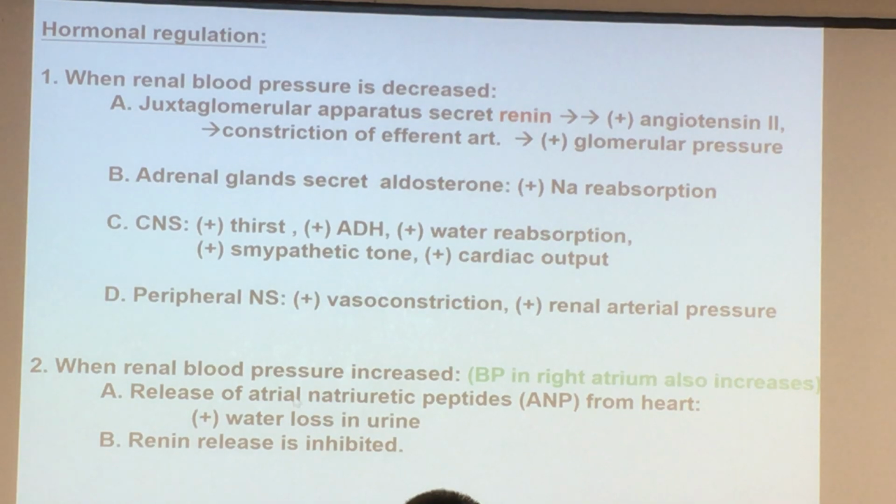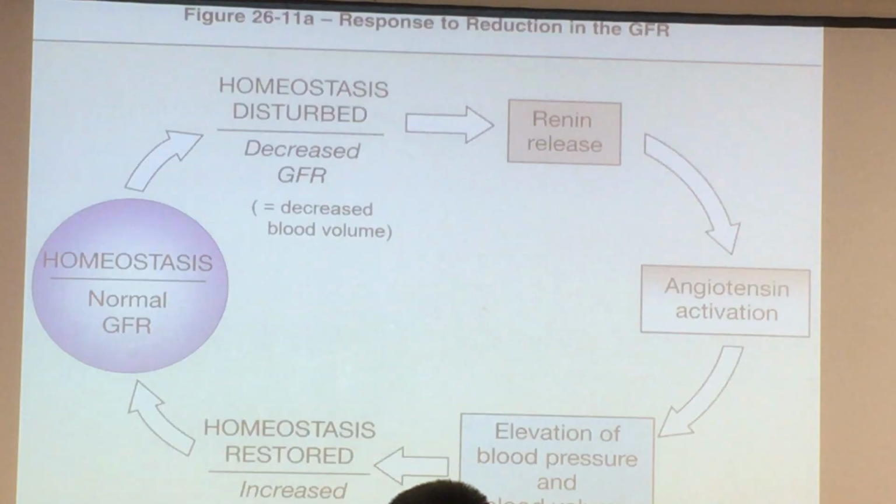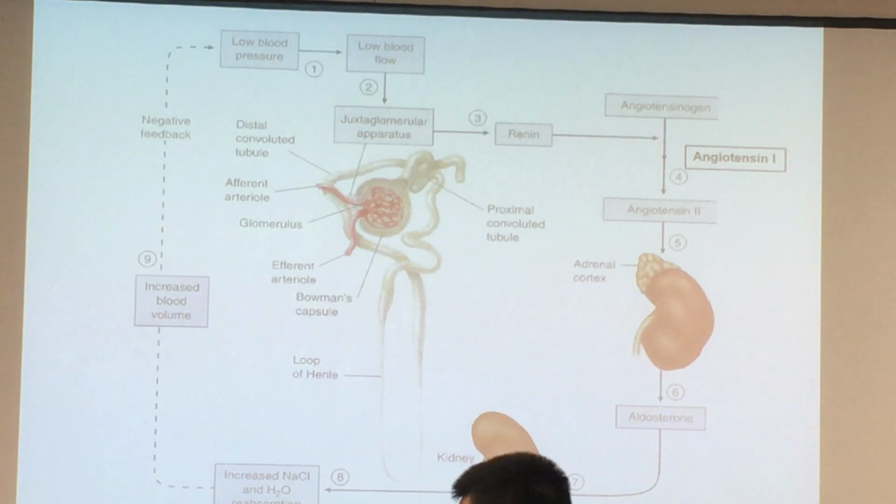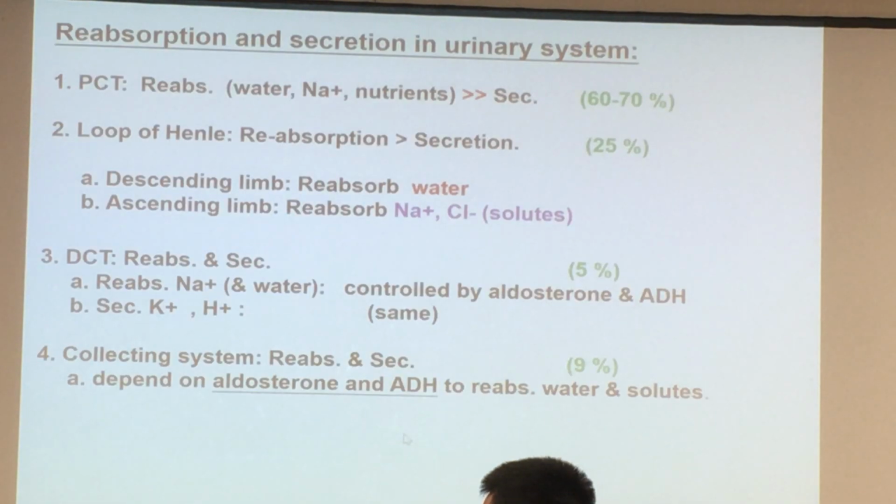And when the pressure is too high, the volume is too high, then renin will shut down, and ANP is released from the atrium, from the heart, and increases the water loss. This one you know that. This one I will show you the same thing.